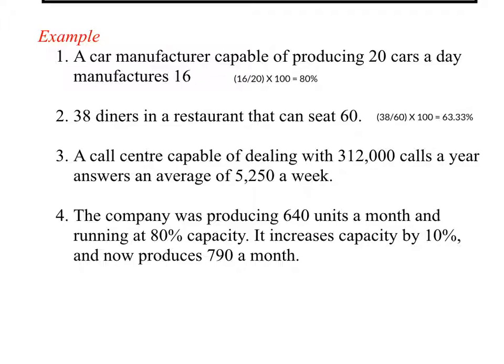Now, the next one is a slightly tricky one. It gives you a yearly number of what they can deal with, so their overall capacity of calls, which is 312,000, but it says an average of 5,250 a week they're actually making. So therefore, you have to transfer a week into a year, and to do that, you have to think about it being 52 weeks in a year. So once you've times it by 52, you should get 27,440 calls that are being made. You divide that by the overall amount, which is 312,000, times it by 100, and you get 87.5%.